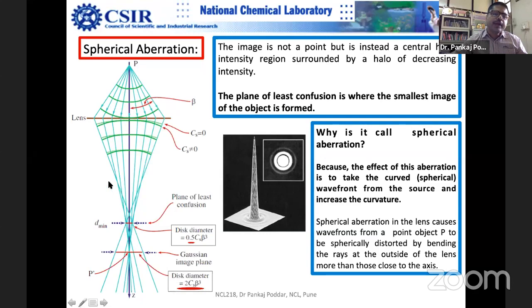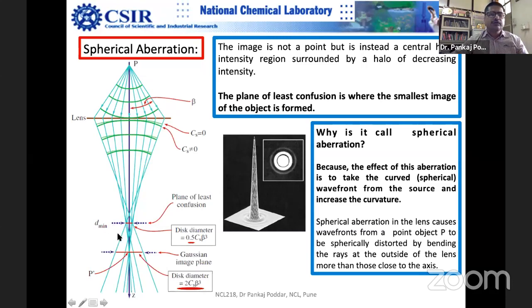You can see the more you bend, the more this collection angle will become larger and larger. And if you go in the reverse direction, if you bend it in the opposite direction, then if you increase the radius of curvature, finally it can happen the other way around, on this side also. So that means CS is basically the non-zero spherical aberration coefficient.